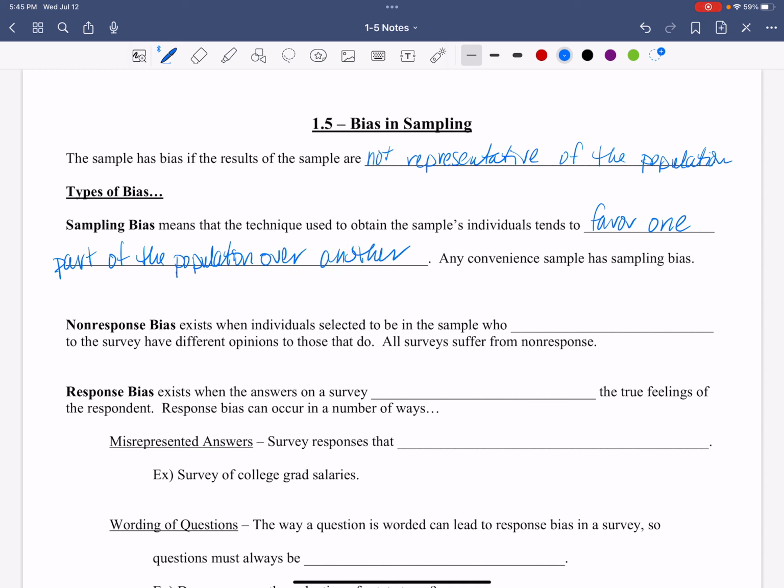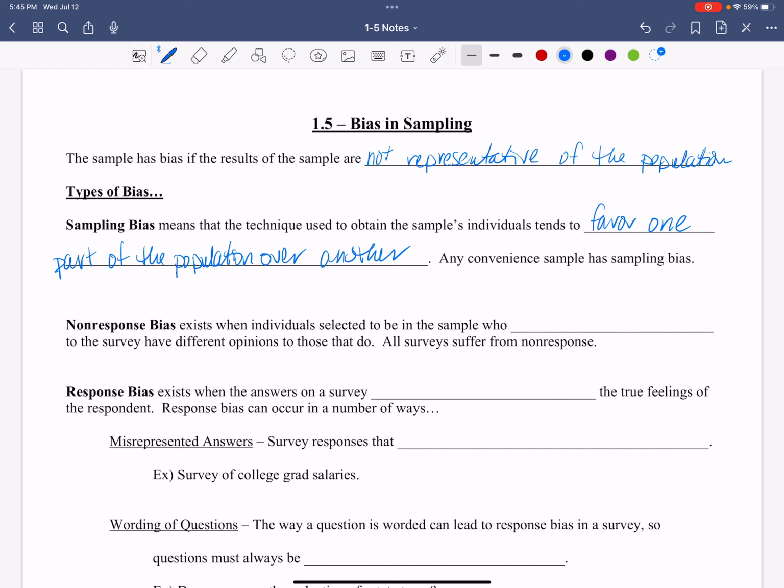Right? So I want to know how many people like to wear hats. Well, I'm going to watch the baseball team. Well, those guys are wearing hats, right? So that would be a sampling bias because they're all wearing hats. That doesn't mean that that's representative of everybody, right? So that's a sampling bias.